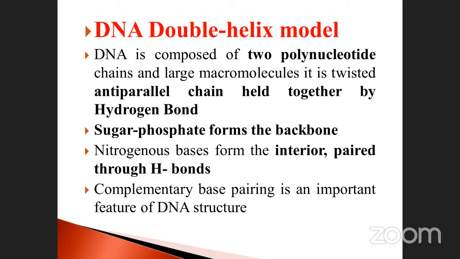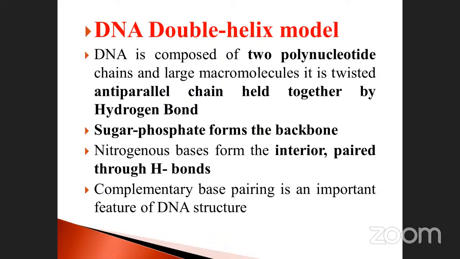This is the rule, the Chargaff rules. What is that? One purine molecule joins with a pyrimidine molecule. Adenine is a purine molecule, thymine is a pyrimidine molecule, guanine is a purine molecule, and cytosine is a pyrimidine molecule. So this is the normal pair.